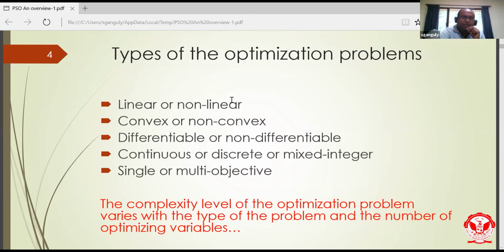Now if the problem is not linear, then it will obviously be non-linear. Okay, and most of the practical problems are non-linear only. So a non-linear optimization problem means either your objective function is non-linear or one or multiple of your constraints are non-linear. Now sometimes you will find some optimization problems which approximate the non-linear optimization problem to an approximated linear problem.